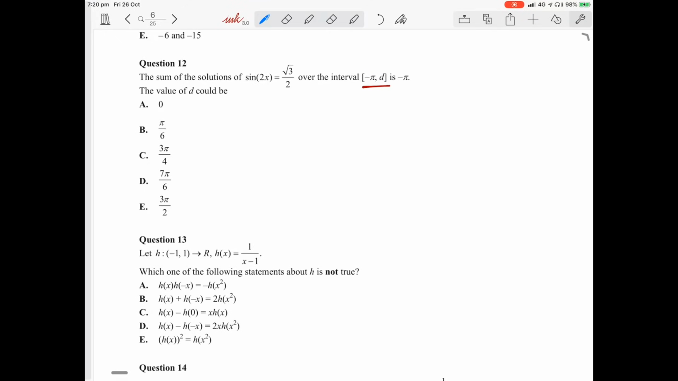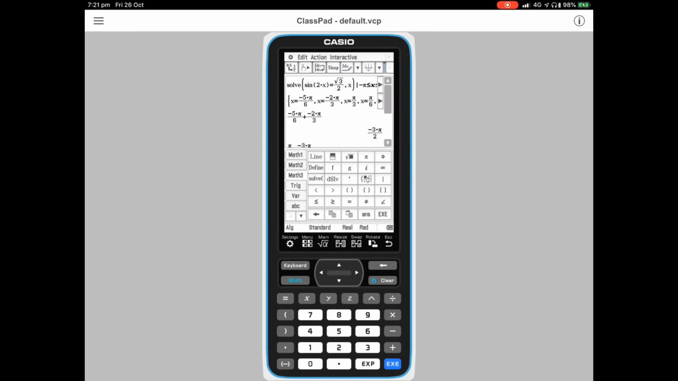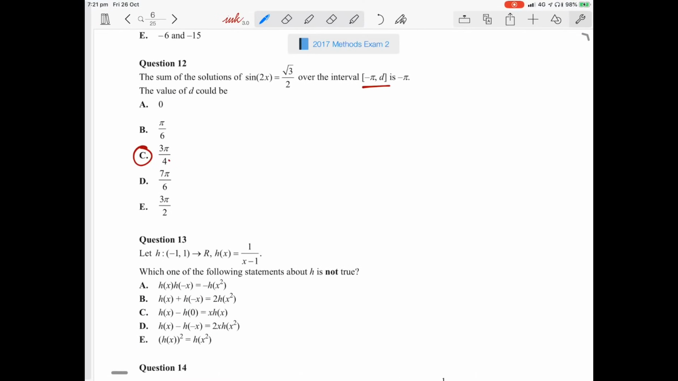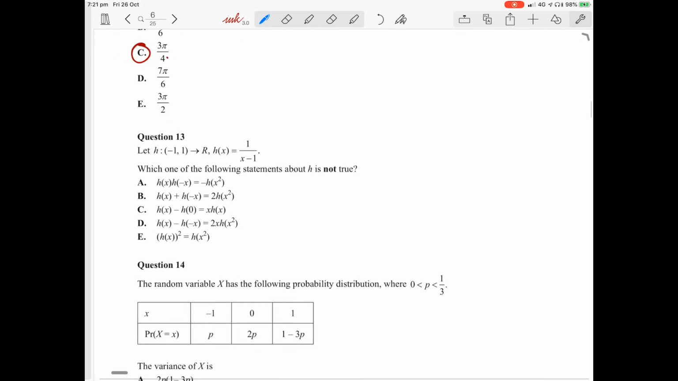So the value of d could be, okay, but it's got to include pi on 3. So 3 pi on 4 includes pi on 3. If we did that, let's see what our solutions are. It is all of them, which when we add it, it gets to pi. So it's not exactly an endpoint, but the solution is 3 pi on 4, because we want to make sure that we include that last answer, which is pi on 6 and pi on 3.